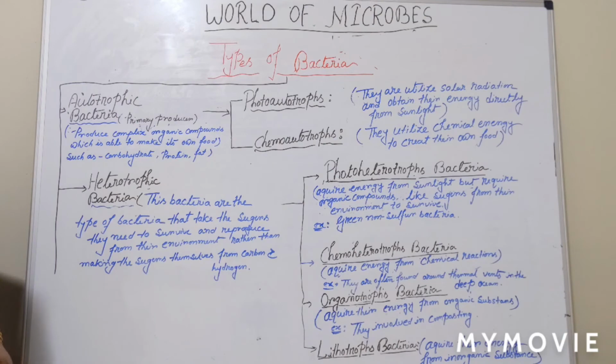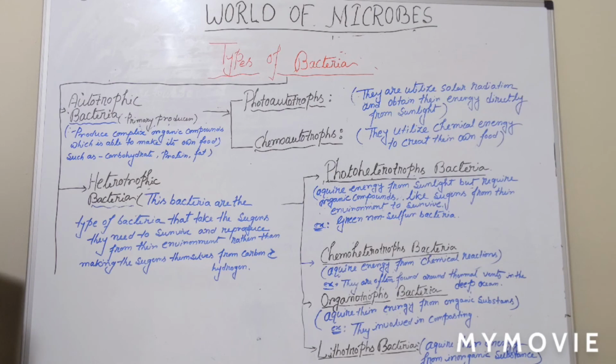Photoheterotrophs bacteria acquire energy from sunlight but require organic compounds like sugars from their environment to survive, like green non-sulfur bacteria and purple non-sulfur bacteria. Next, chemoheterotrophs bacteria acquire energy from chemical reactions. They are often found around thermal vents in the deep ocean.